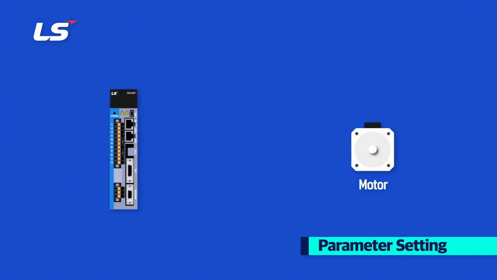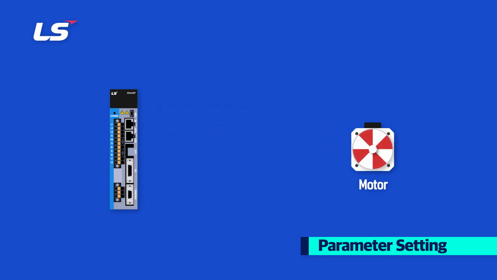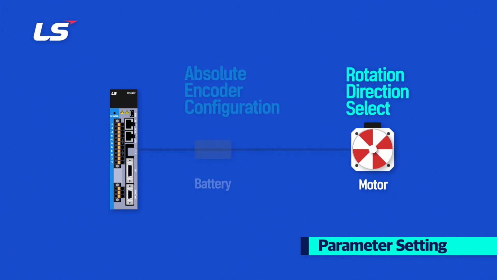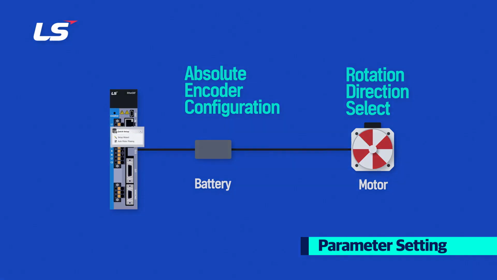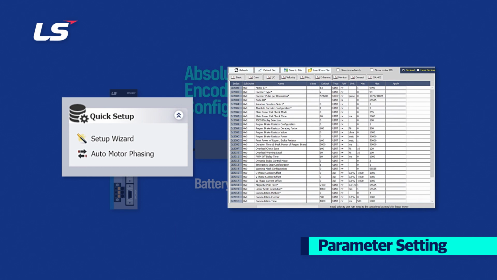Next, we will proceed with setting the servo parameters. Because the servo drive reads information from the servo motor's encoder via serial communication, default settings are not required to rotate the servo motor basically. However, additional parameter settings, such as setting the rotation direction or using the absolute feature, can be followed by the instructions in the Setup wizard, or you can change the parameters in the Object Dictionary.